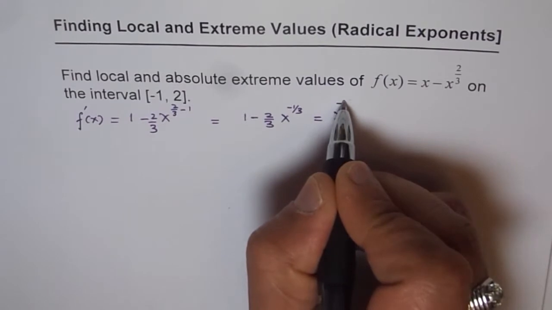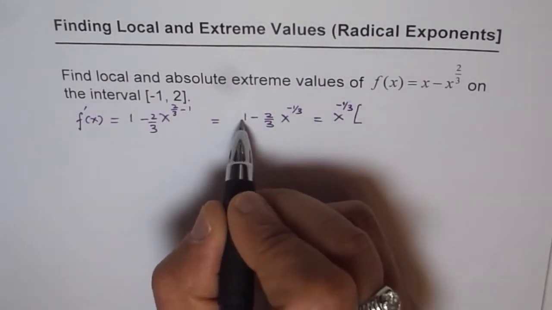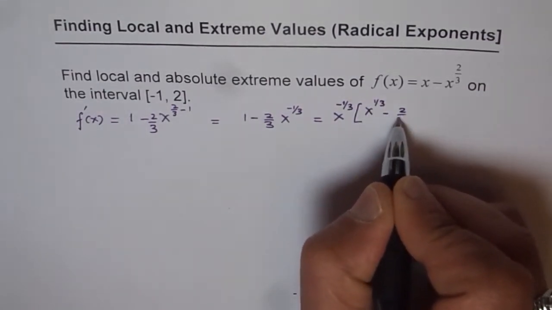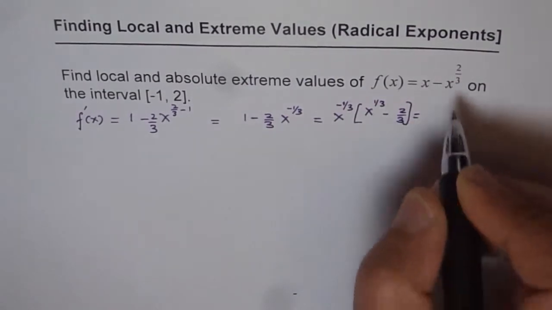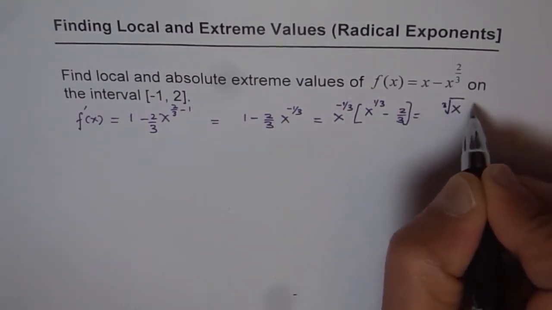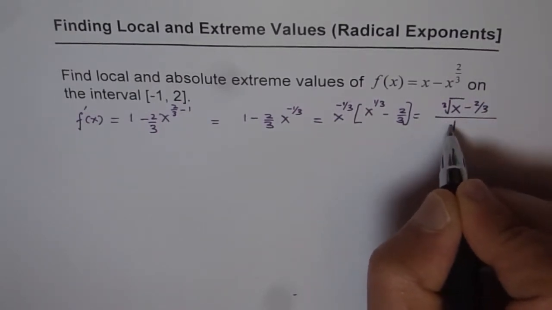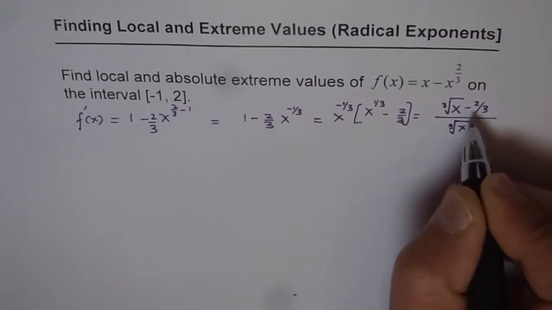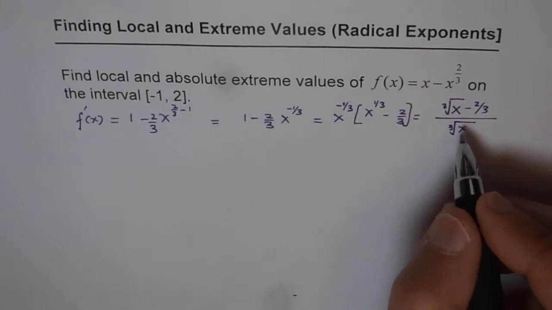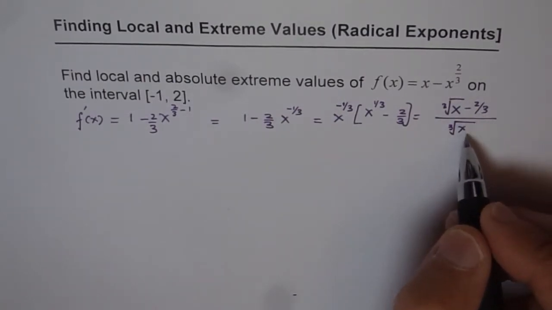In that case, this becomes x to the power of 1 over 3 minus 2 over 3, all over x to the power of 1 over 3, like the cube root, right? So this is cube root of x minus 2 over 3, over the cube root of x. Now, I prefer to write this in cube root fashion because it's more familiar. Now, from here, we can get a critical number.